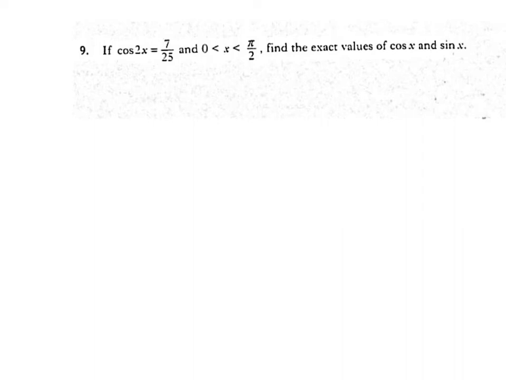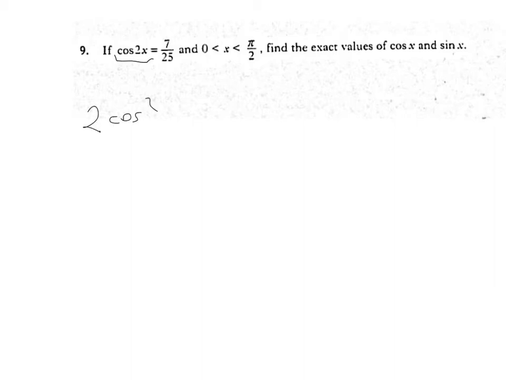Higher section 2, example 1. If cos 2x equals 7 over 25, find the exact values of cos x and sin x. This is a non-calculator equation. Now, what I can do with the double angle there is I can use one of my formulas to help me get going.